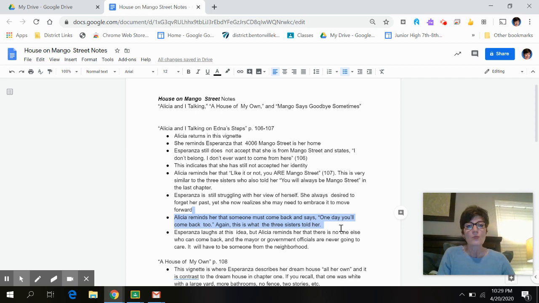And so both the three sisters and Alicia have confirmed in these two vignettes that she is going to leave. They didn't ever say, if you leave, they say when, which is much more definitive. But they both have now said, when you come back. Now, right now, her response at the end of the chapter is to laugh and to say, not me. I'm not coming back till somebody makes this better. And Alicia reminds her, who's going to do that?